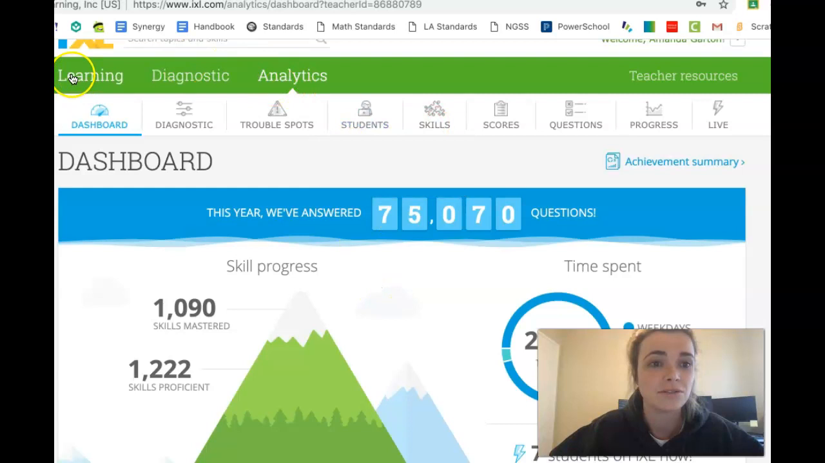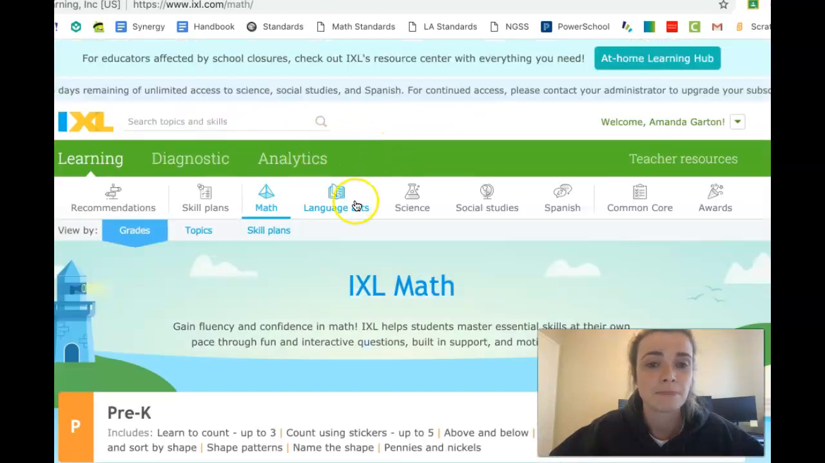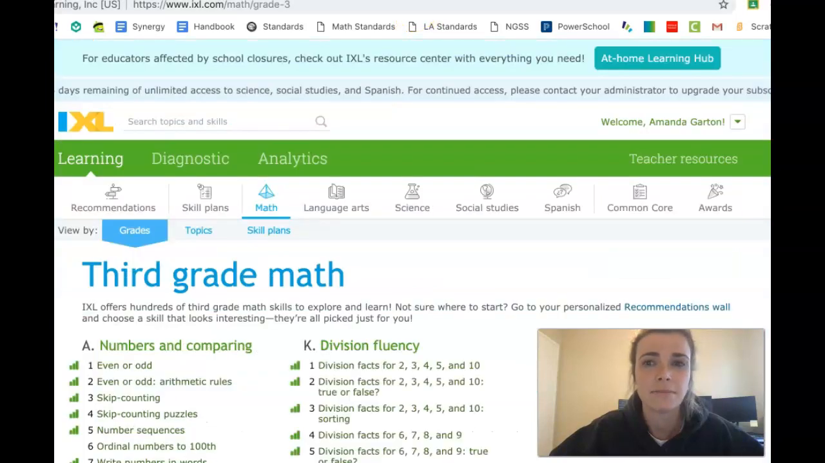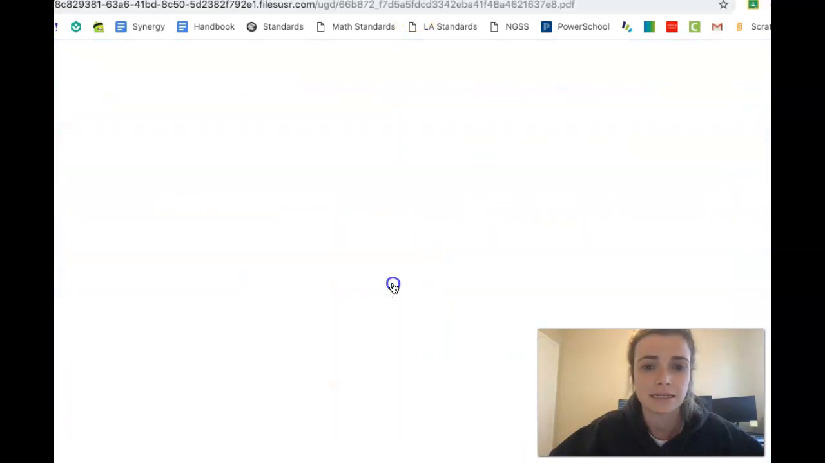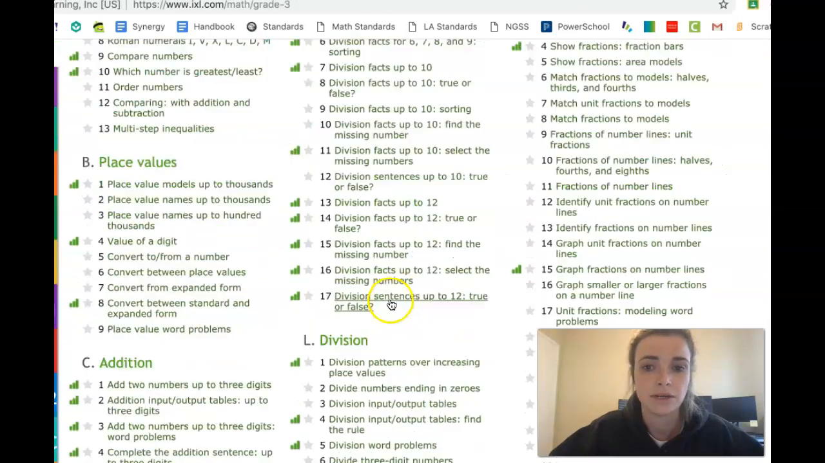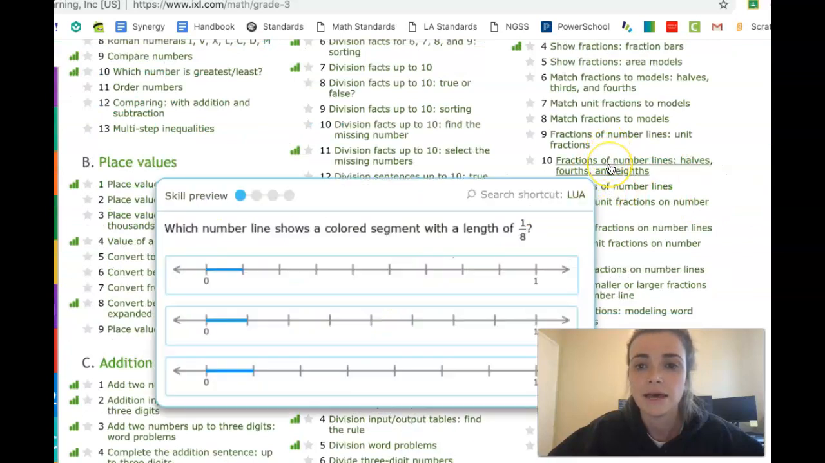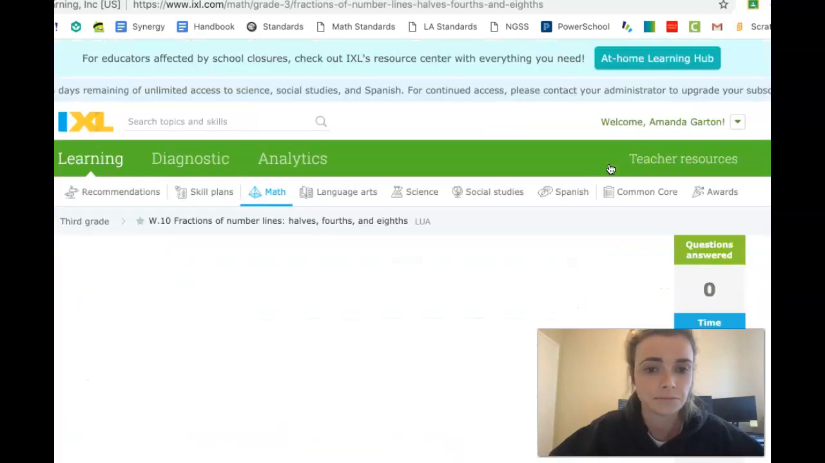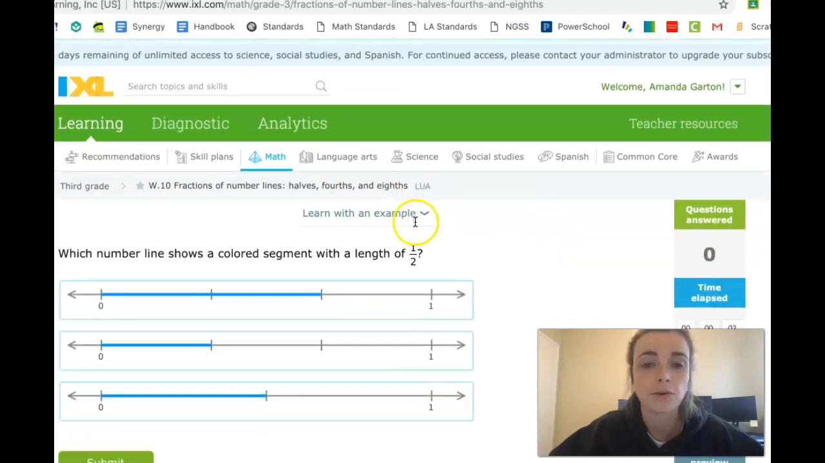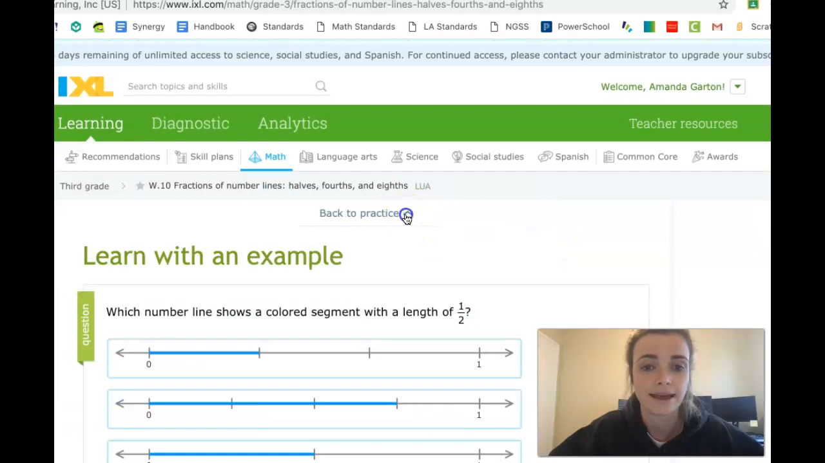So now we're going to go to learning. We're going to do math, grade 3. And looking back at my plans, my distance learning plans told me that I need to do W10. So I'm going to go to W10. Fractions on number lines, halves, fourths, and eighths. So I'm going to click this one, load it up. Remember, you have Learn with an Example. You can click that.